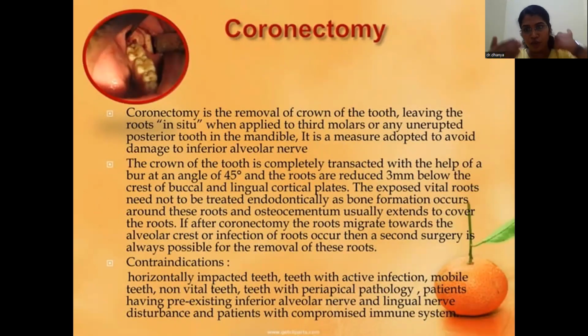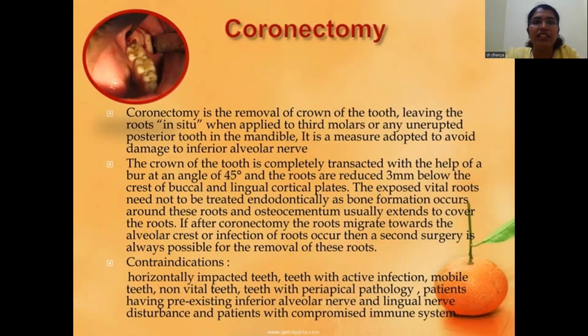Coronectomy is basically removing the entire crown part, and you pull the pulp out of the retained roots as well, because you should not retain any pulp tissue in the root structure, since it could lead to further infections or other problems. It is usually contraindicated in horizontally impacted teeth, teeth with active infection, mobile teeth, non-vital teeth, teeth with periapical pathology, and pre-existing inferior alveolar nerve and other disturbances.